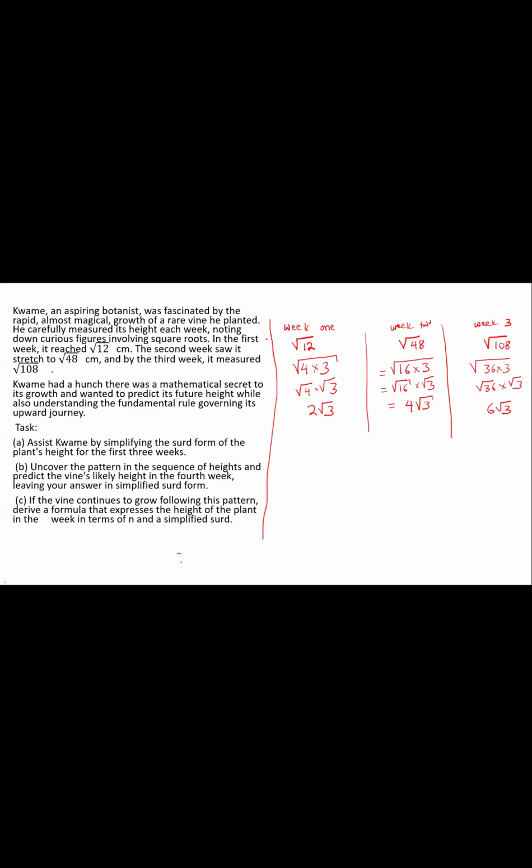Let me hope those simplified roots are okay to everyone. So this is how you simplify for the first week. In week 1 it will be this, week 2, week 3. Now we go to part B. They told us to uncover the pattern in the sequence of heights and predict the viny's likely height in the 4th week, leaving your answer in simplified surd form.